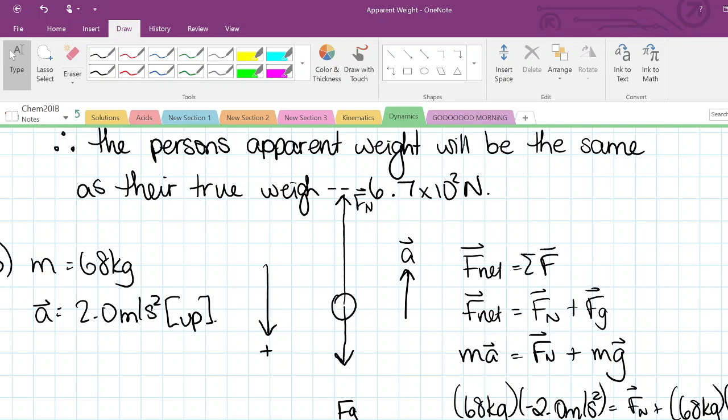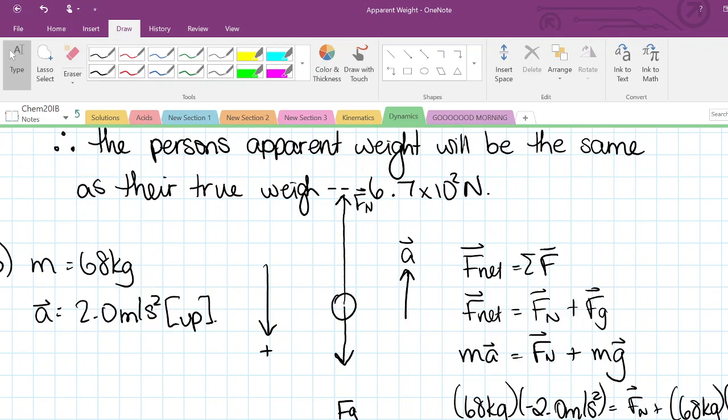So if we set up our system of equations here, we have our force net is equal to the sum of the forces. So our force net is equal to the force gravity plus the force normal. Because we are accelerating, we have to expand F net to be mass times acceleration. We're still looking for that force normal, and we're looking for force gravity, which is mass times gravity.